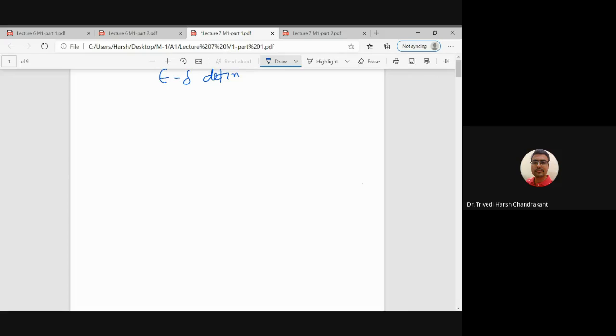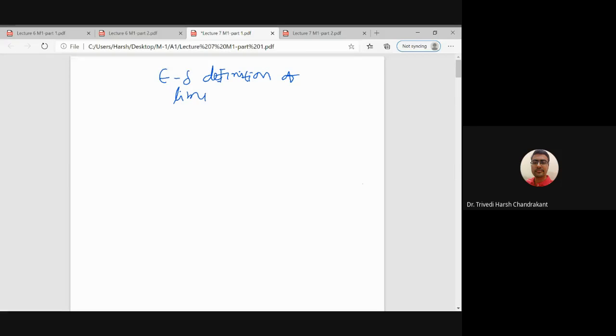So today we want to discuss the epsilon delta definition of continuity, of limit basically. So here essentially we are discussing functions of two variables, but these ideas we can extend to functions of three variables also. So let us start with the definition.